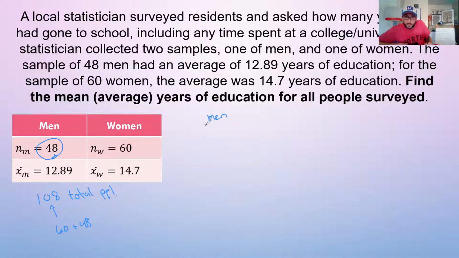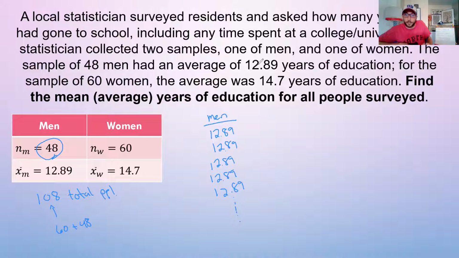But for the men, I would have 48 different numbers listed. I don't know what they are, so I can't list them exactly. My best option is I could pretty much assume each of these 48 men had 12.89 years of education. Now, that's not true, they would all be different, but this is my best guess. That's the average. So if you think about it, I could list 12.89 48 times.